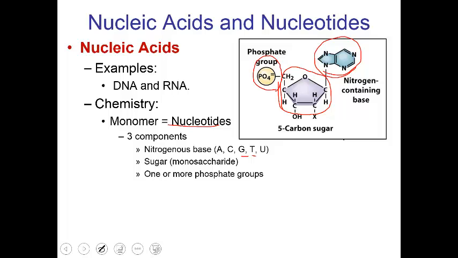You have 2 hydrogen bonds between an A and a T. Between a guanine and a cytosine, you have 3 hydrogen bonds. In RNA, you have adenine, cytosine, as well as guanine. But what is not present in RNA is thymine. Instead of thymine, there is another nitrogenous base called uracil.